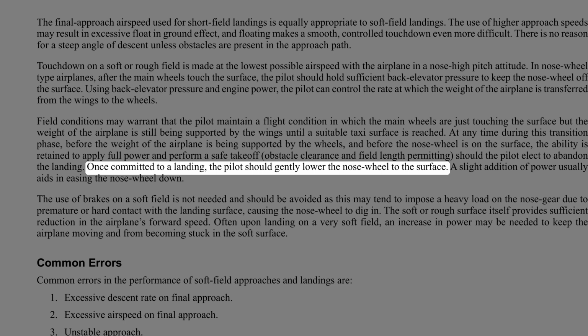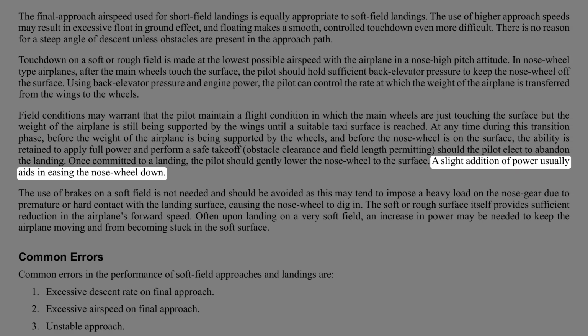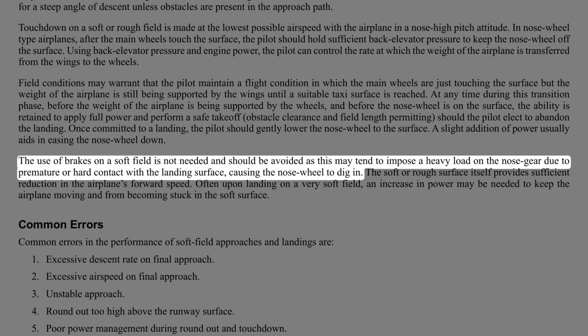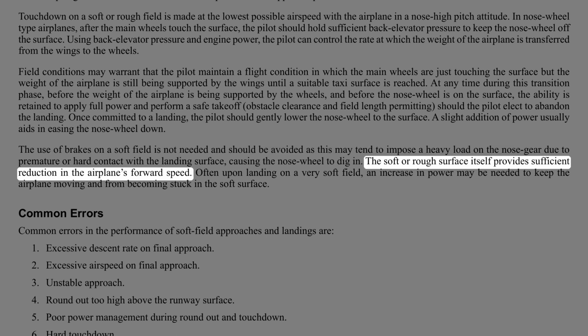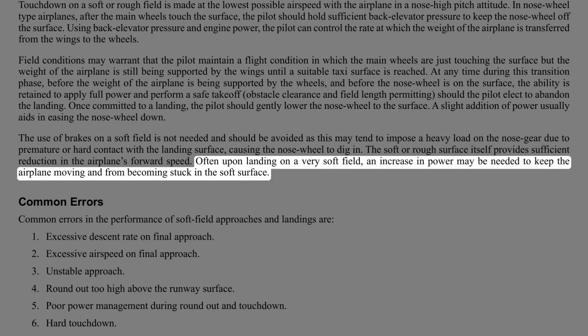Once committed to a landing, the pilot should gently lower the nose wheel to the surface. A slight addition of power usually aids in easing the nose wheel down. The use of brakes on a soft field is not needed and should be avoided as this may tend to impose a heavy load on the nose gear due to premature or hard contact with the landing surface, causing the nose wheel to dig in. The soft or rough surface itself provides sufficient reduction in the airplane's forward speed. Often upon landing on a very soft field, an increase in power may be needed to keep the airplane moving and from becoming stuck in the soft surface.